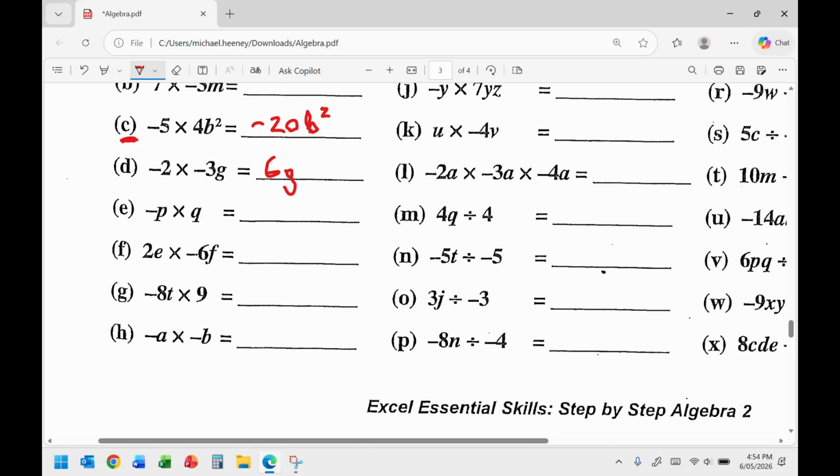P times Q is PQ, but do the numbers first. Remember, there aren't any numbers in here, but when there are no numbers, the number is a 1. Minus P is actually minus 1P, and that's multiplied by 1Q. So 1 times 1 is 1, which we're not going to bother writing, but that minus is still there. So we have minus PQ.